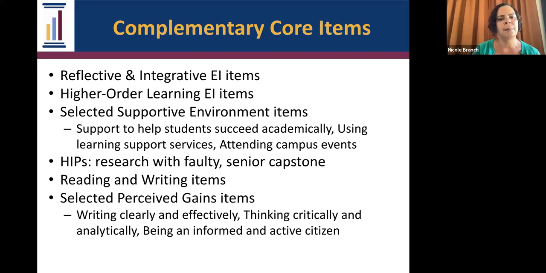And then there are a lot of natural overlaps with the reading and writing items, and also the selected perceived gains items. Those are items such as writing clearly and effectively, thinking critically and analytically, and being an informed and active citizen. So these can extend the information literacy topics in the core items as well.